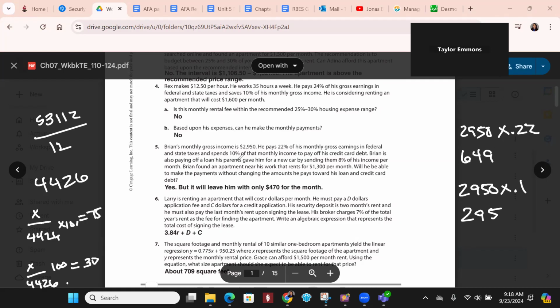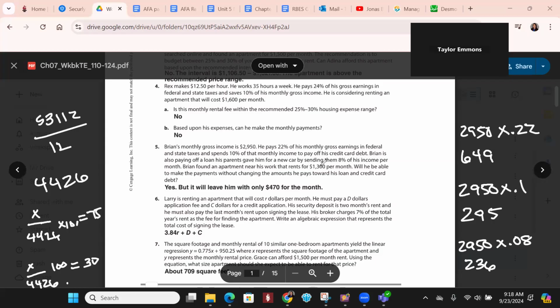Brian is also paying off a loan his parents gave him for a new car by sending them 8% of his income per month. So 2,950 times 0.08. What is that? That's 236.